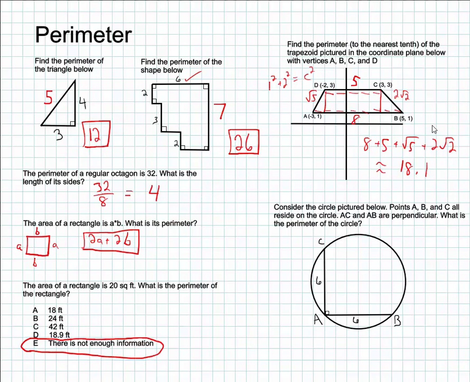Consider the circle pictured below. Points A, B, and C all reside on the circle. AC and AB are perpendicular. What is the perimeter of the circle? The key here is that we have two chords, AC and AB, that share a point A and they're perpendicular. That means CB is going to be a diameter. And there is a theorem to back that up.